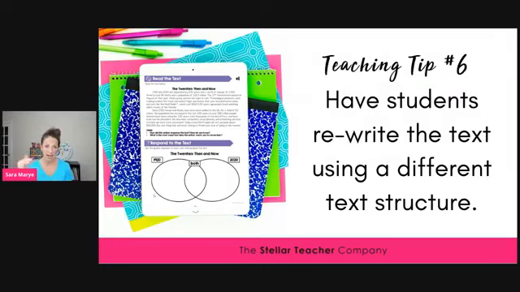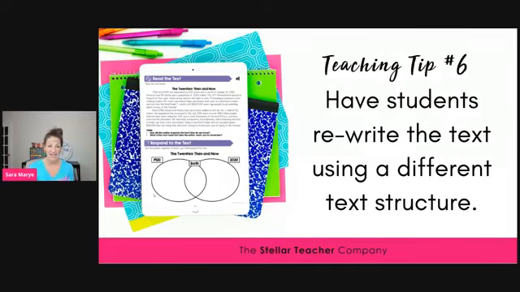Now, they don't have to rewrite necessarily the entire thing. They could write a shorter version of it, but that helps them. If students can take something that they've read and write it, that's going to help you know that they understand the attributes of the different text structures, that they understand how to figure out what information needs to be included. And this can be a really great reading response activity.